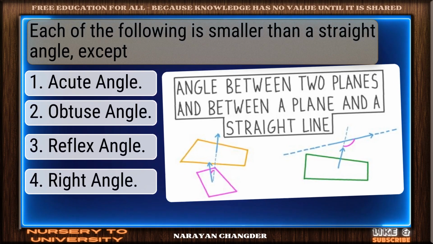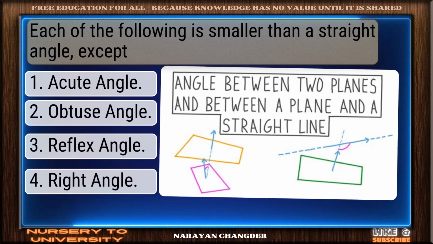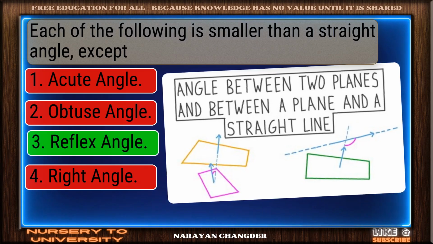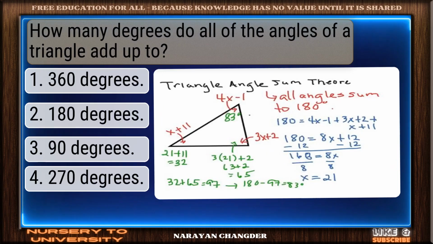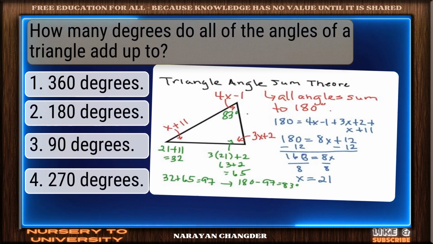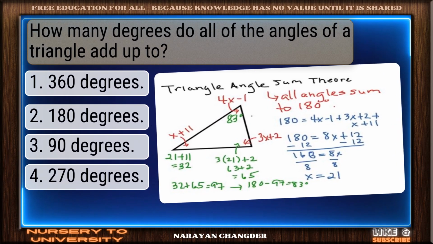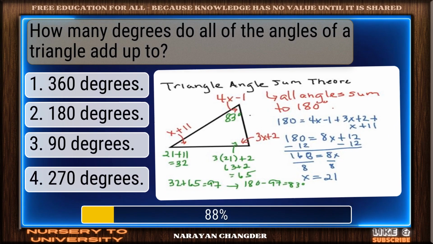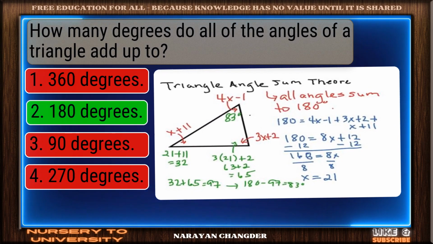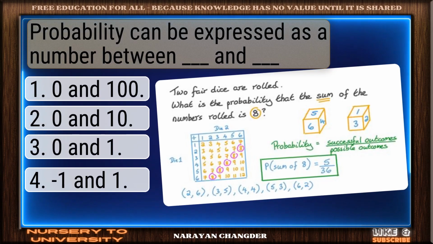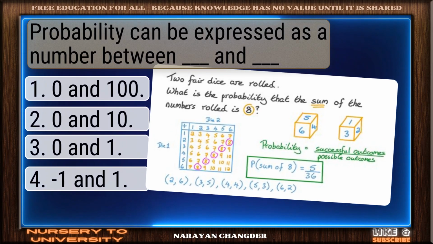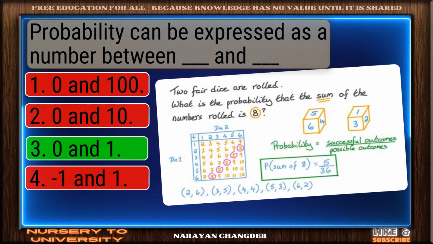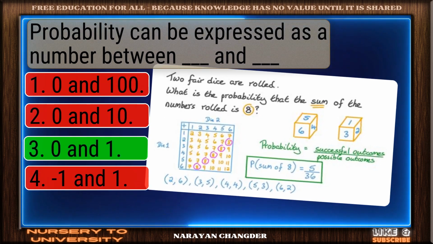Question number 121. Each of the following is smaller than a straight angle, except. Solid response. Reflex angle is a valid choice. Question number 122. How many degrees do all of the angles of a triangle add up to? Valid point. 180 degrees is true. Question number 123. Probability can be expressed as a number between dash and dash. Well reasoned. 0 and 1 is the correct choice.